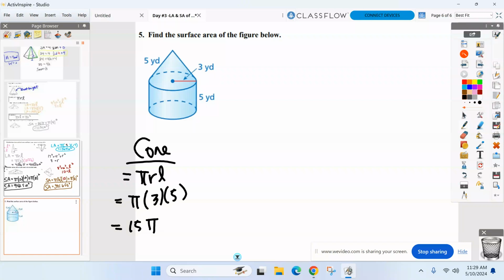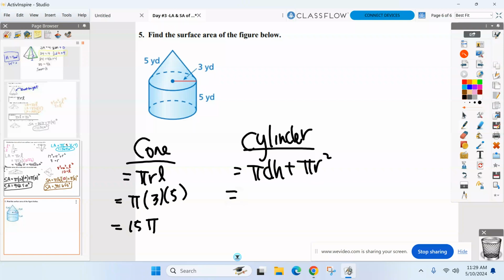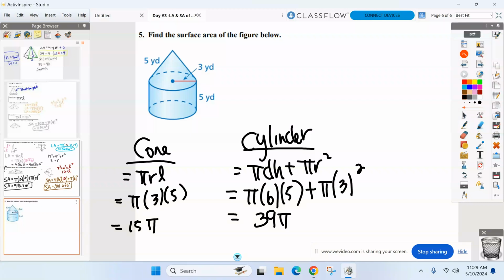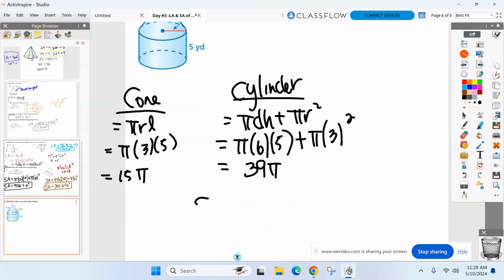All right, let me finish here now. Cylinder. Pi d h, which is your lateral area. Usually I would do 2 pi r squared, but only doing 1 because the cone is covering up the other base. Pi r squared. Pi times 6 times 5. 6 because you doubled 3. Plus pi 3 squared. So what's that, 39 pi? Add those two together. That's how we got the surface area to be 54 pi. Square yards, of course.